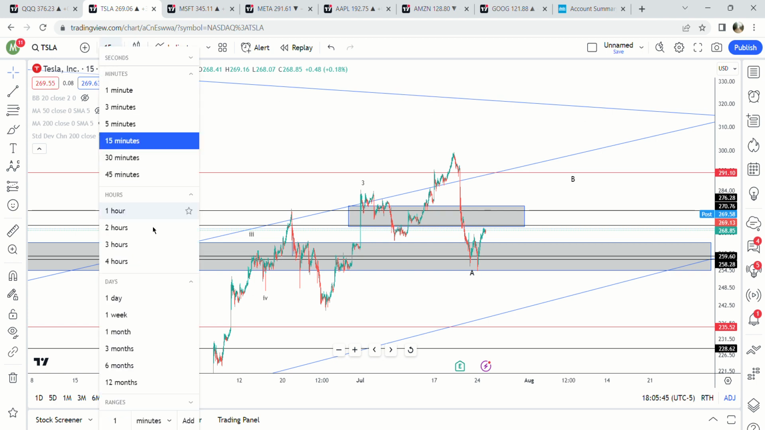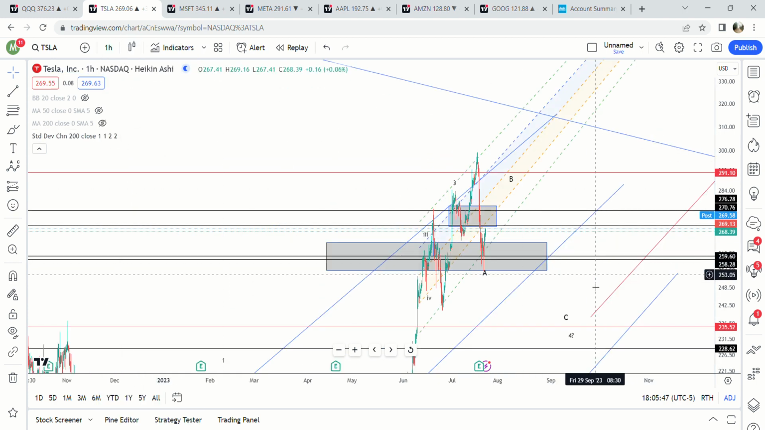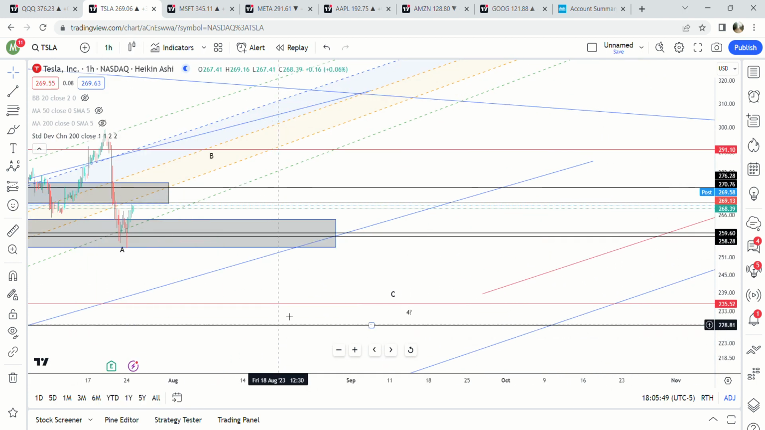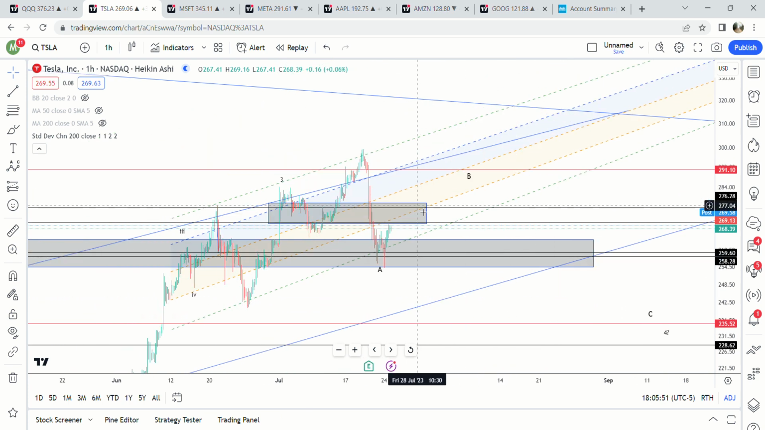But we are still reverting to the mean again here on the standard deviations. So look for potentially 276 tomorrow, and then a pullback, and then another move higher probably. Something like that.